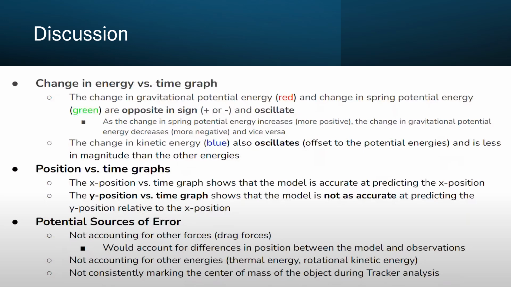The potential sources of error are not accounting for other forces such as drag, not accounting for other energies such as thermal or rotational, and not consistently marking the center of mass of the object using tracker analysis.